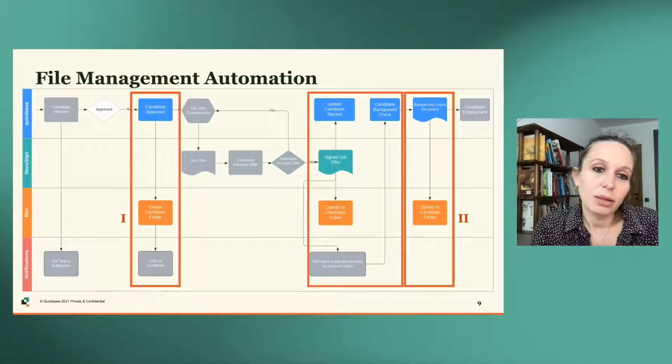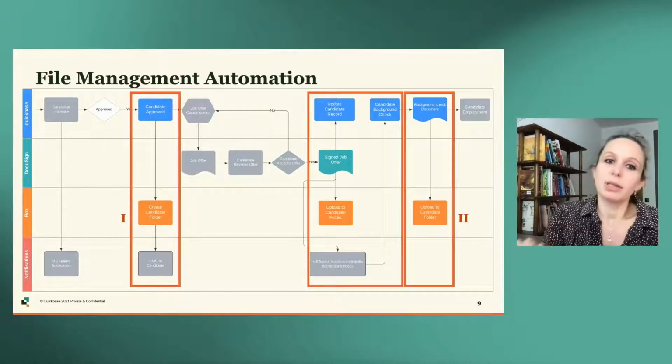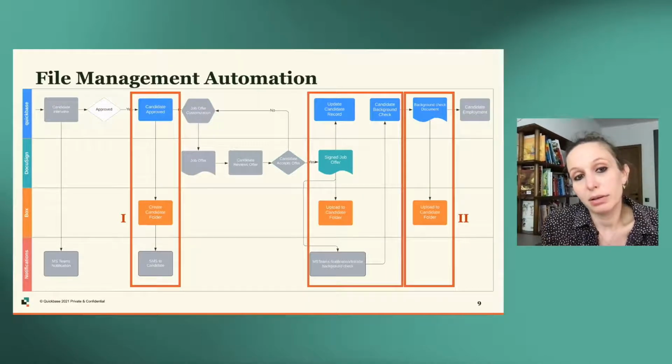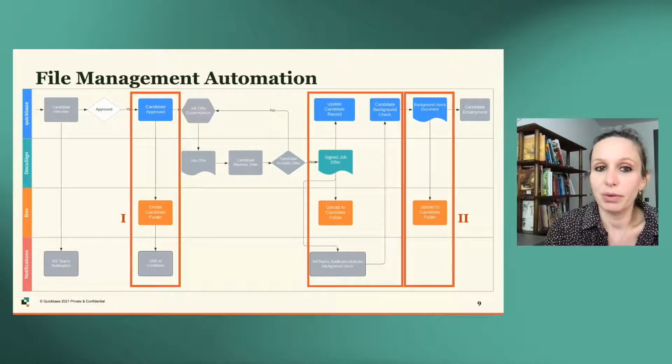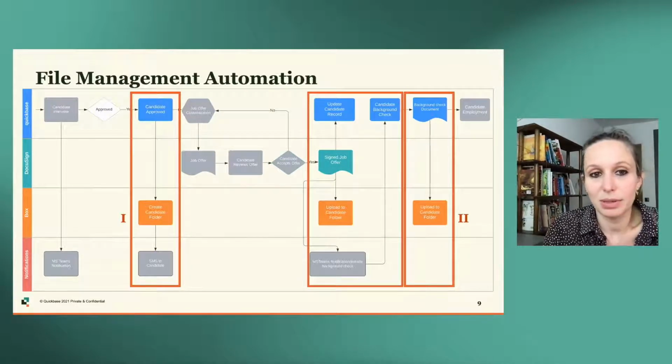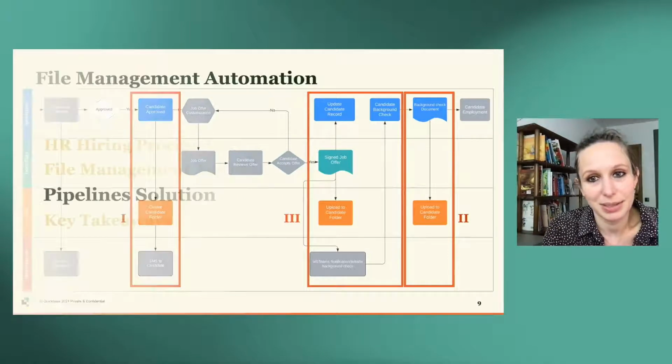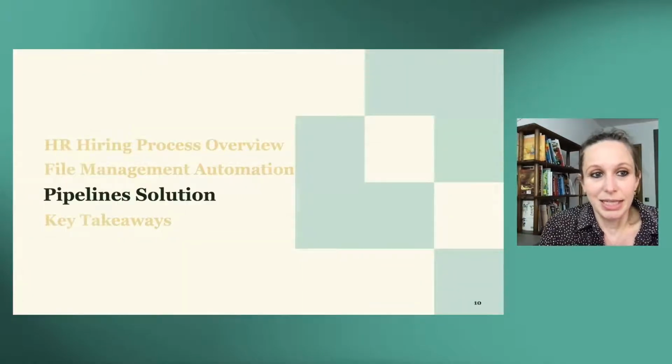The third one, a little bit more complex, triggering on an event in DocuSign. When we have a signed job offer, we will upload the document itself in Box and create a link in the record in Quickbase, a preview link. We will see what this exactly means and how it's done. So let's go to the solution.